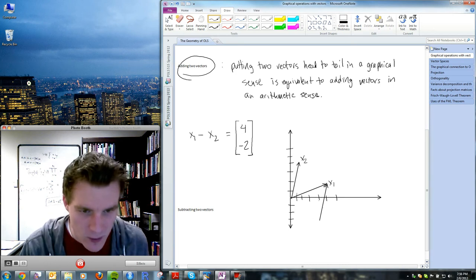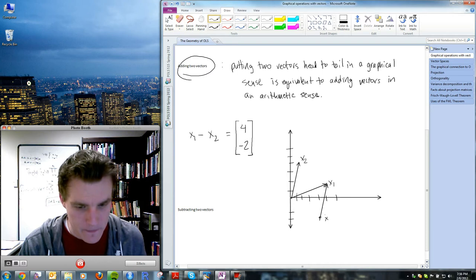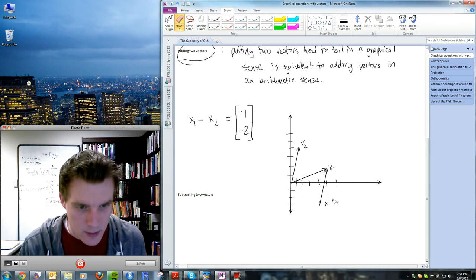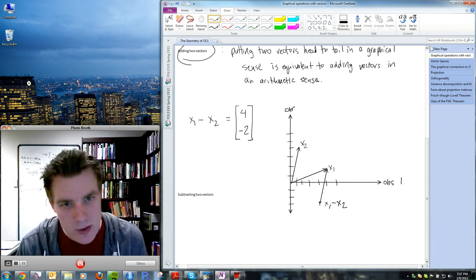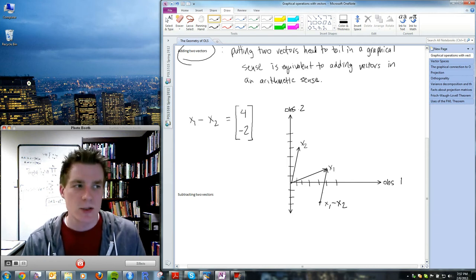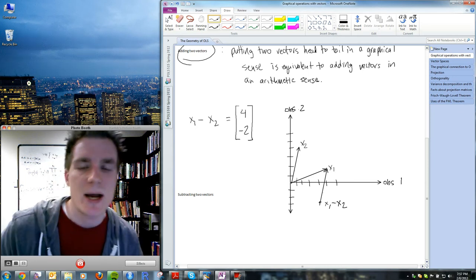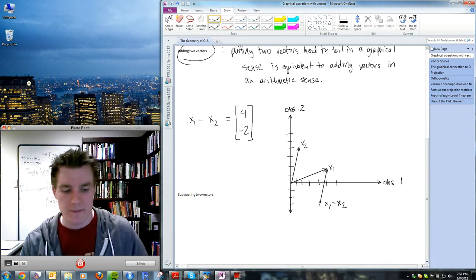Now, 1, 2, 3, 4, negative 1, 2. You can see my spacing is a bit off there, but that's x1 minus x2. And this is observation 1, this is observation 2. So subtracting vectors is very similar to adding them. You just go in the opposite direction. We actually don't do a great deal of vector subtraction in what we do, but it's nice to see that connection just in case it ever becomes relevant for you.